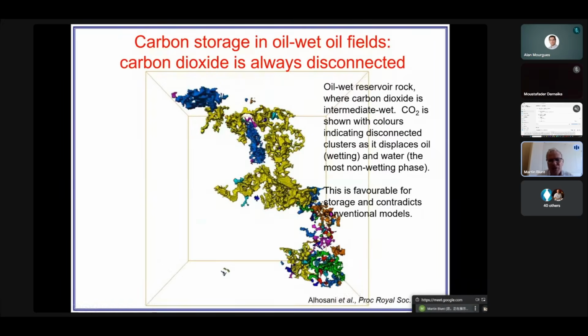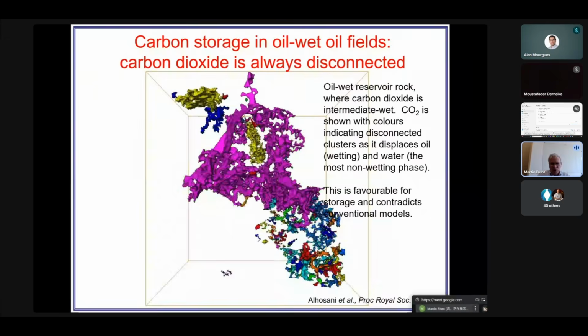Now, what are all the flashing colors? The colors show regions of CO2 that are completely surrounded by either oil and water. So they're not connected. And why are we seeing these flashing colors? It means that the CO2 is moving through the pore space. It's disconnected. Why is that? Because the CO2 moves in, water is blocking the big pores, so it pushes a blob of oil that might push a blob of water that might push another blob of CO2. As soon as I stop injecting, it's all trapped.